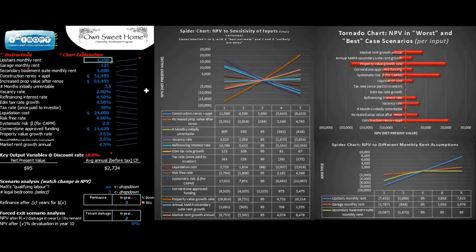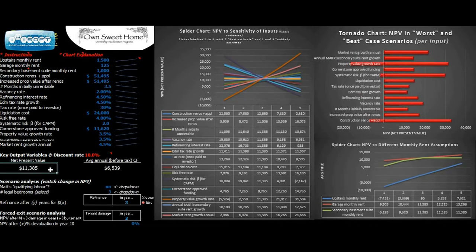So upstairs monthly rent, let's say instead I make the upstairs maybe a bit of a boarding house. And I rent out the garage separately. Let's say I rent out all 3 rooms upstairs, $500 a piece. So let's put in $1,500 there and look what happens to net present value and average annual before tax cash flow. Just churning a bit here. So you can see huge increase in net present value, huge increase in cash flow every month. So quite significant. So let's just undo that.